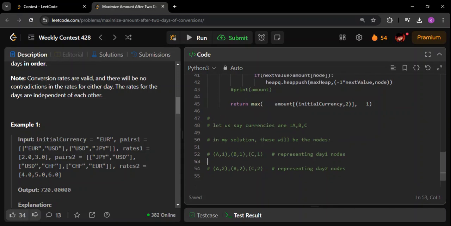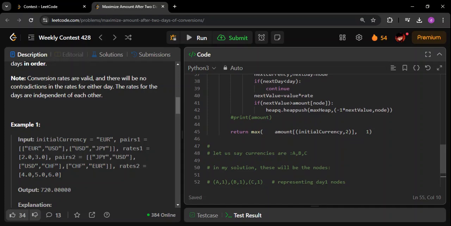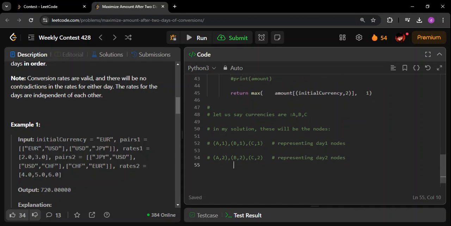I've already explained, so these are going to be the day 1 nodes, and these are going to be the day 2 nodes. All of them represent the same graph. Each corresponding node, for example, the day 1 node of currency B, should be connected to the day 2 node of currency B. That is the only connection that you can make. And once you are in a day 2 node, you cannot go back to any day 1 node.